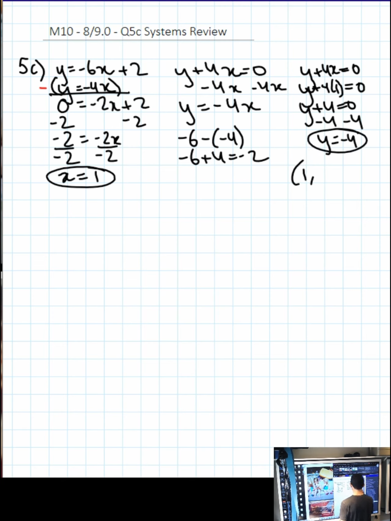Immediately write down the intersection: 1, negative 4. Circle your answer. Okay, so we found the intersection between these two lines. Again, we could graph it and find the intersection, but let's check our answer with algebra.